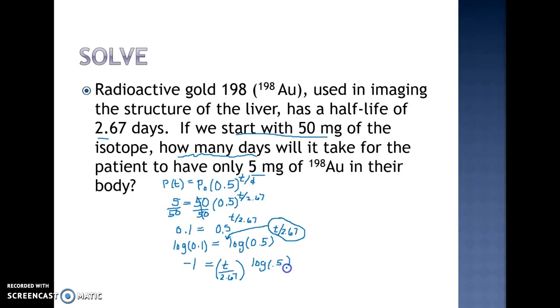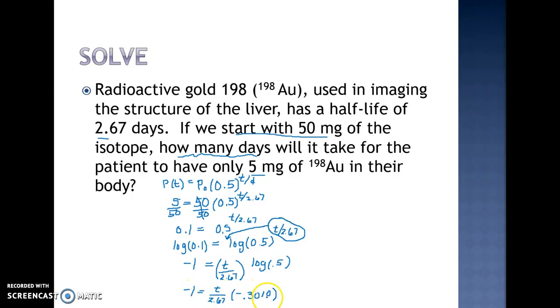I would really like to have a decimal here instead of this word, so I'm going to put that on my calculator. Negative 1 equals t over 2.67 times, I type this on my calculator and I get negative 0.3010. And we talked about before that we want to keep at least 4 digits in that decimal.